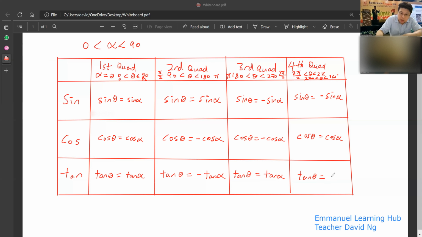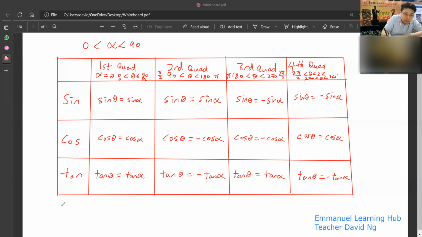In the fourth quadrant, everything is negative except for your cosine. Because you're going to need this when you simplify your trigo. You need to know when to put a negative sign. So it depends on the quadrant that your theta lies in. Make sense to you?